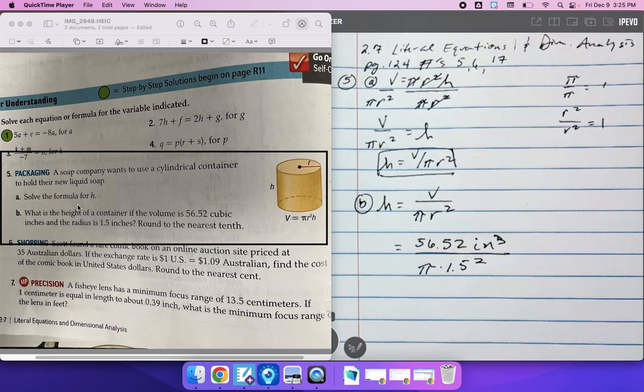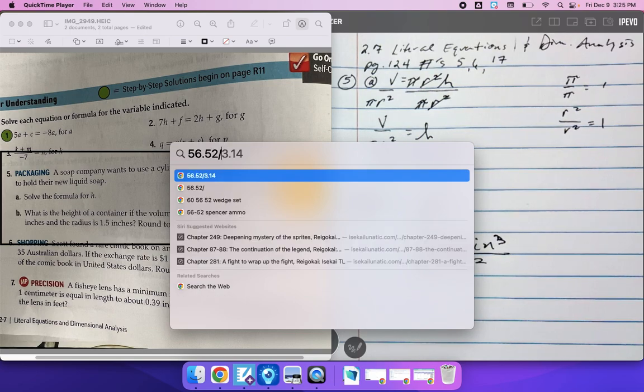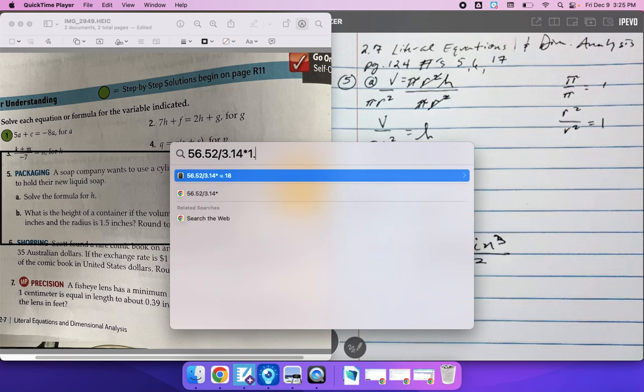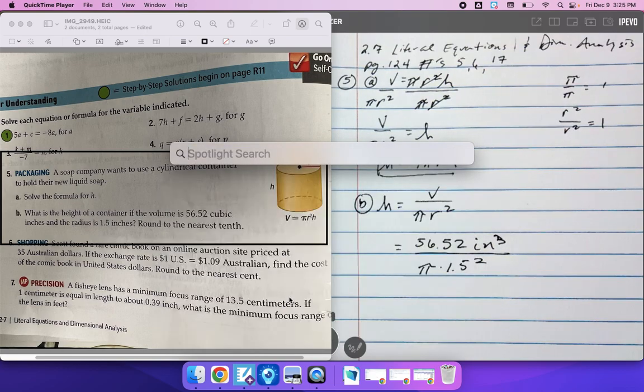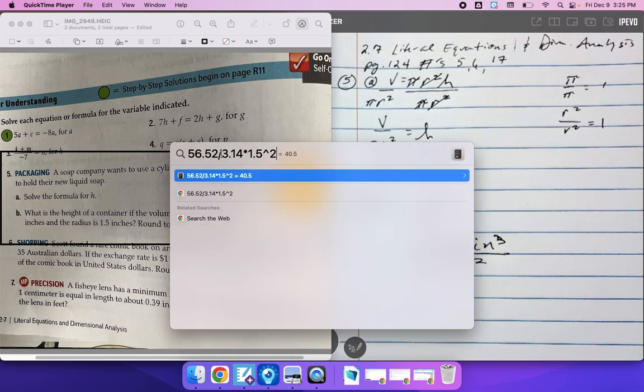Now I don't have a calculator like you might have in front of me, but if I did type in 56.52 and I did want to divide that by pi, I couldn't just type 3.14 times 1.5 squared. And the reason I can't is because that would not be treating this like the whole thing was getting divided. So if I do that again, you have to put the denominator in parentheses. Once I do that, I'll get 8.